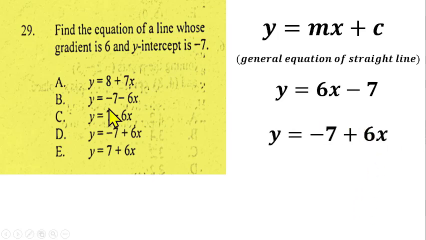So if you simplify according to the options provided, they didn't give us this answer, but they rearranged the option. They take the minus 7 to the front, just rearranged. So you have minus 7 plus 6x, which makes option D the right answer for question number 29.